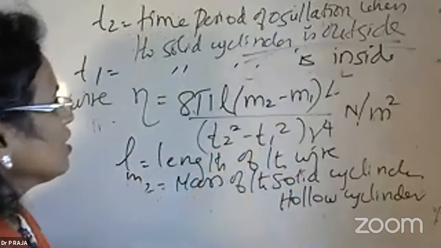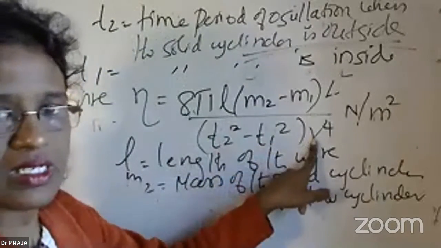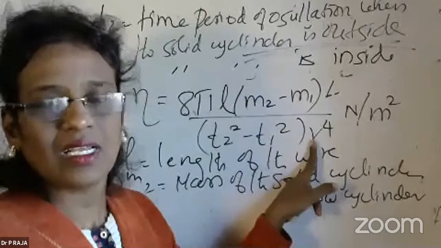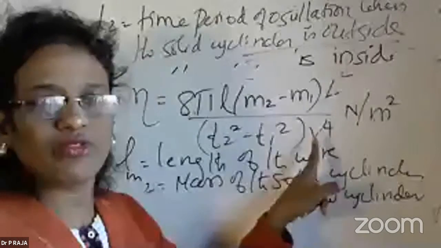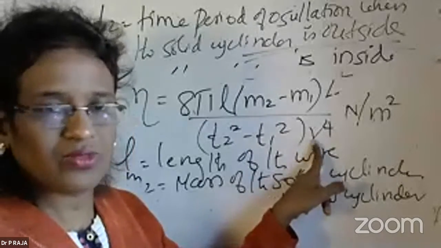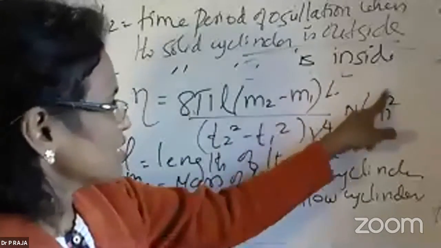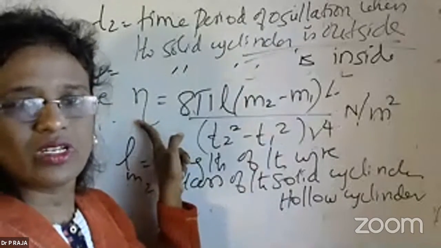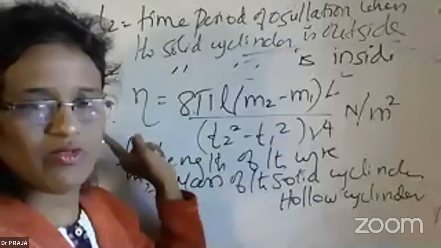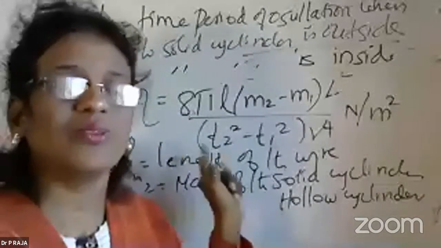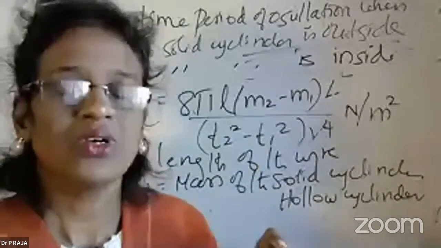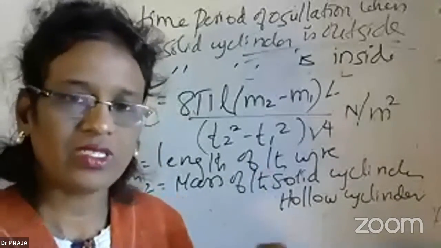Now after doing this, there will be the radius of the wire. This has another tabular column, and you will find the radius of the wire. Then you will substitute the values in the formula and get the modulus of rigidity. Don't worry, it will look a little confusing at this time. I have seen 4 or 5 videos and selected the right one, and I will post it after this class.